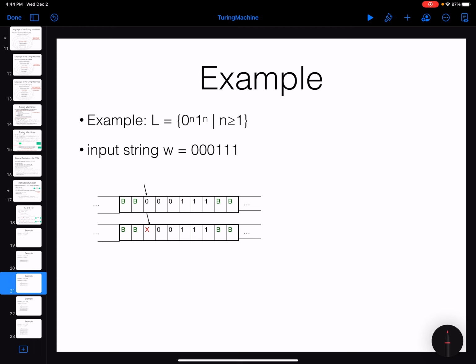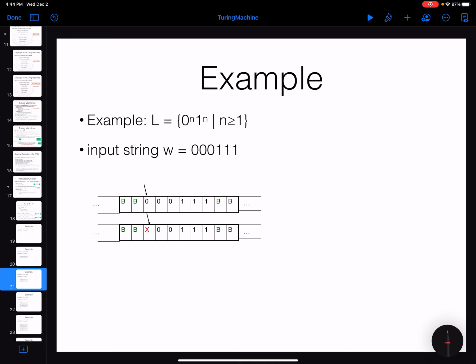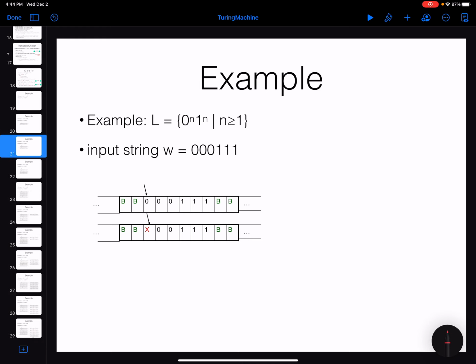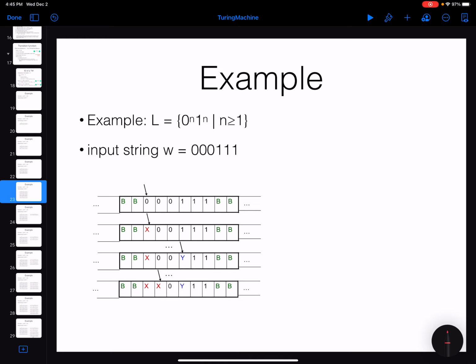So this is going to be represented in these steps. I'm showing all of these steps through this set of slides. You replace the first 0 with X, then you go forward until you find the first Y. You change it to Y. It's just like you are counting. You change that 1 to Y. Then you go back to find the next first 0.